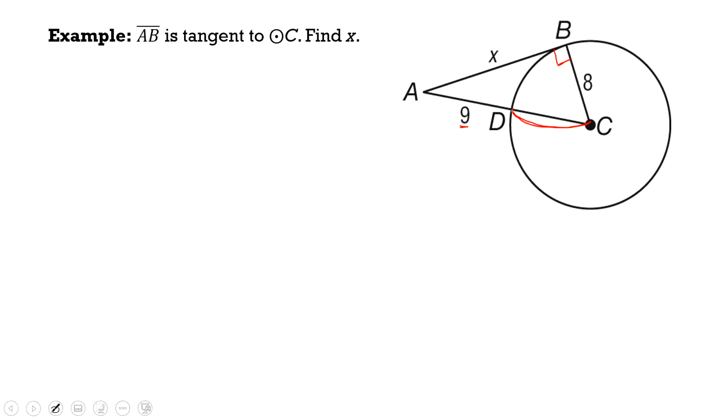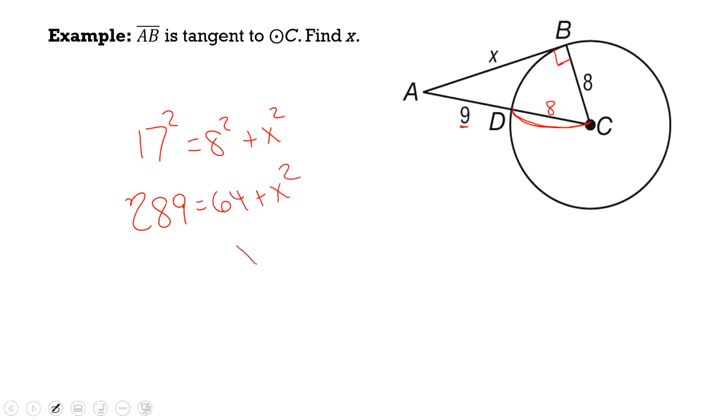So I know this was 8, if we remember this. So my Pythagorean theorem then is going to be 17 squared, my hypotenuse, equals 8 squared plus x squared. We solve that down. It's 289 equals 64 plus x squared. We move the 64 over. We end up with x squared equals 225. So our x value was 15. So that tells us that x was 15.